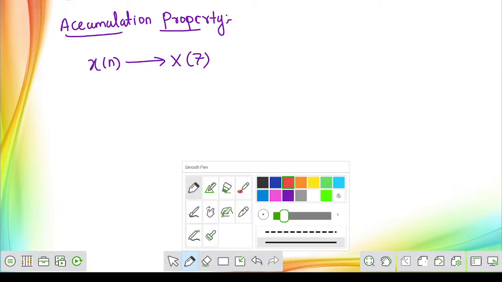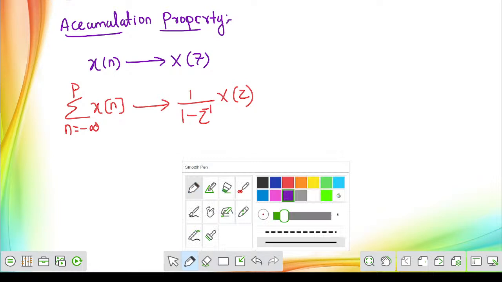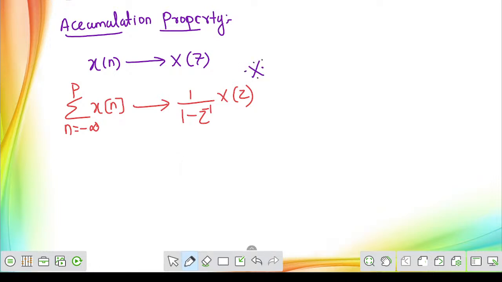Now, let us assume this x of n is a sequence running from minus infinity to a certain point. So let us take a summation, where n is running from minus infinity to a certain point p. Let us take it randomly. Then what can be the expected transformation? The resultant is going to be, as usual, whenever a summation is separately allowed, its corresponding z domain is going to be 1 upon 1 minus z power minus 1 into X of z. Sir, this is another most important property that is also repeatedly asked in the examination.